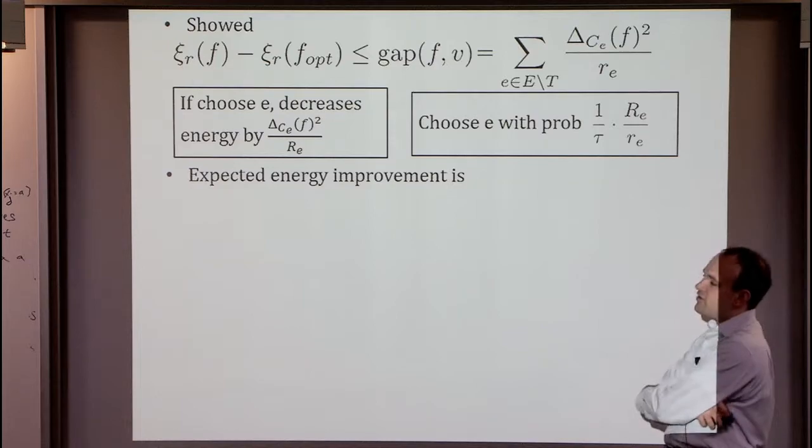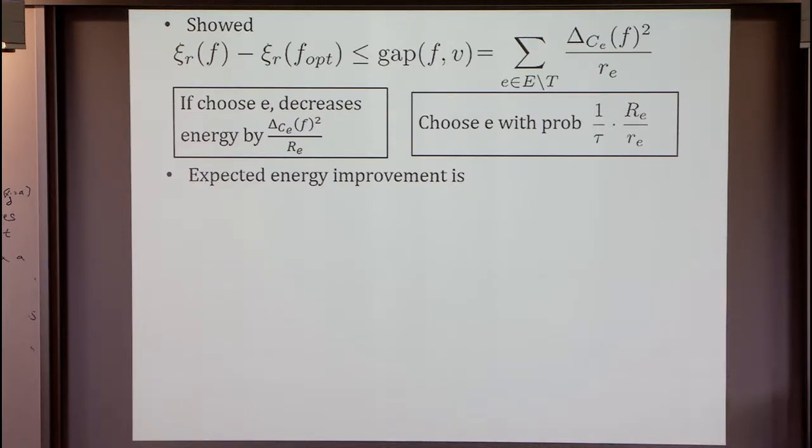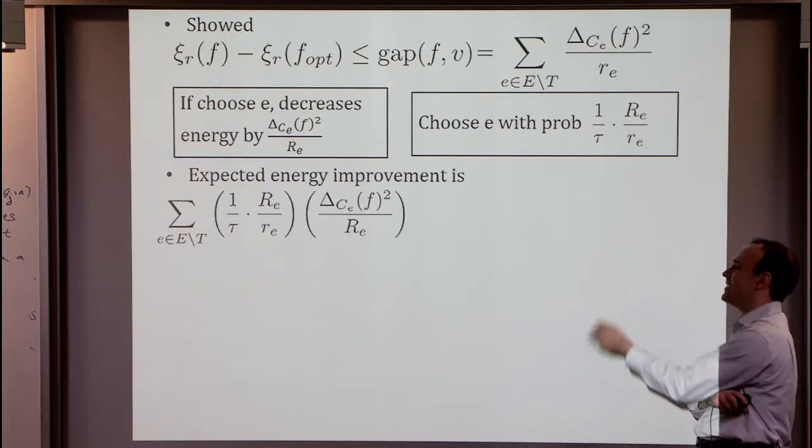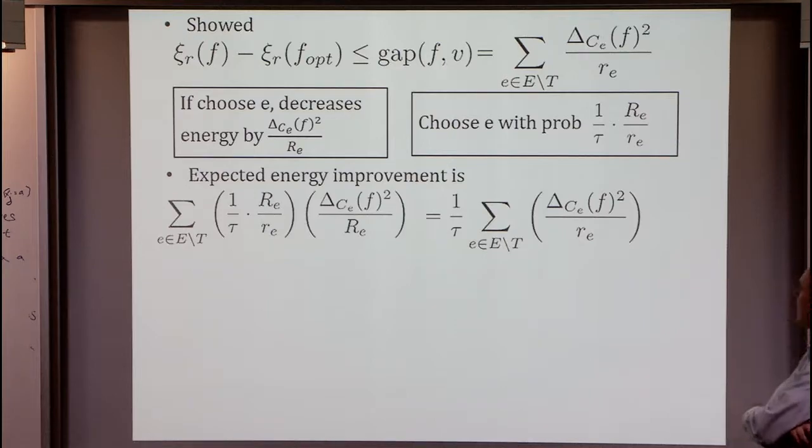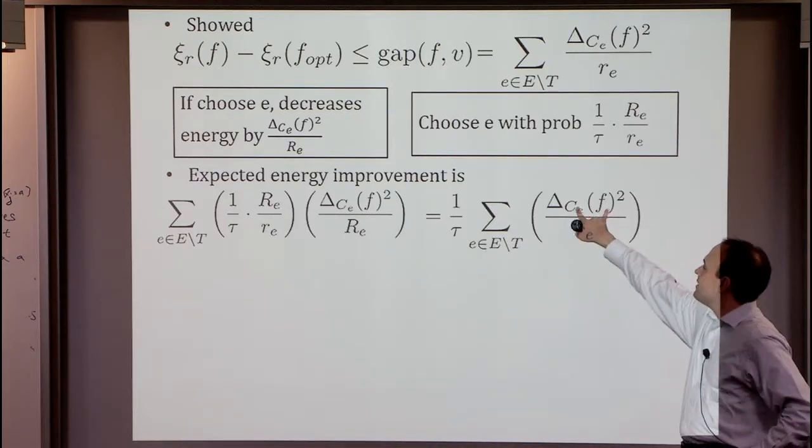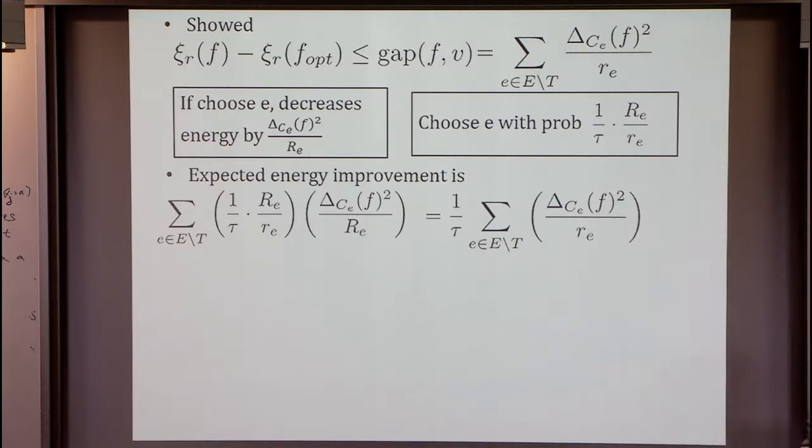And now let's just look at the expected energy improvement. The expected energy improvement is just, what? It's the sum over all the edges on the tree of the probability times the improvement. And if you write it out, what do you get? You get exactly 1 over tau times the sum of delta CES squared over RE, which is just 1 over tau times the gap. And that actually is a linear system solver, almost.